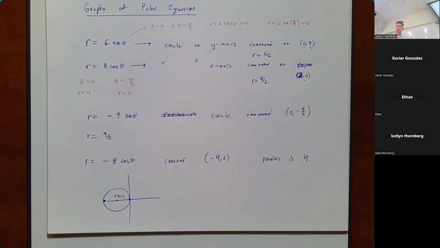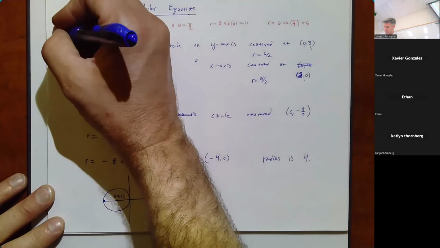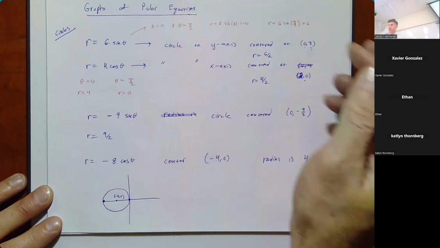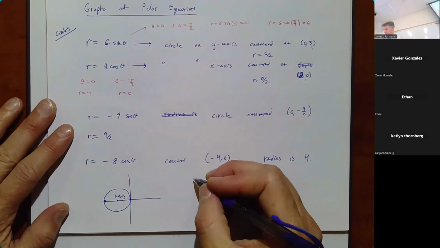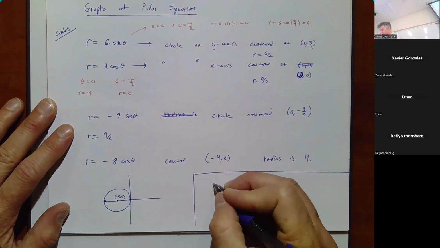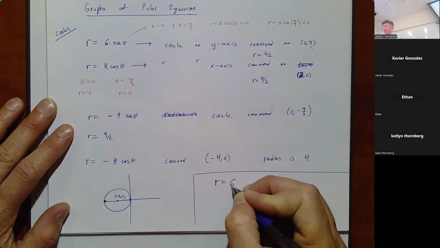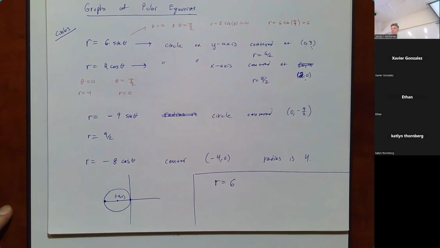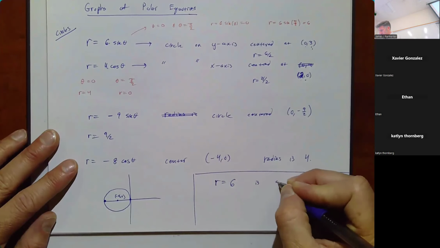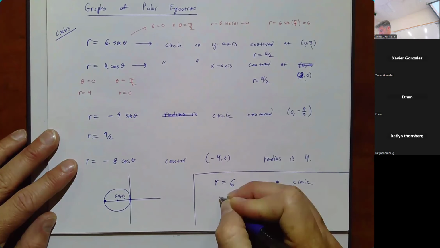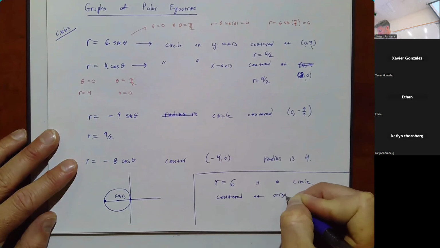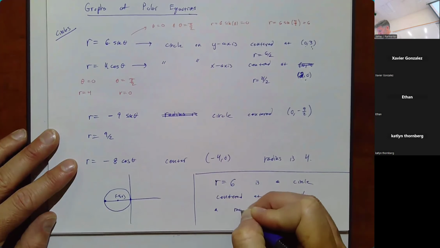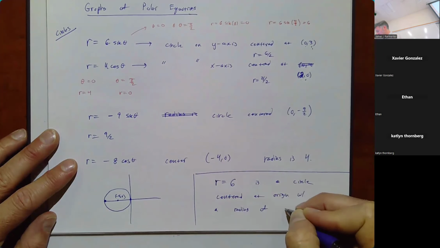So these ones, I think, are kind of the most basic ones that we usually encounter. r equals a multiple of sine or a multiple of cosine. And then we have some other things. So these are the circles that aren't centered at the origin, right? There's also, just as a reminder, stuff like r equal to 6. That's also a circle. It's a circle centered at the origin with a radius of 6.